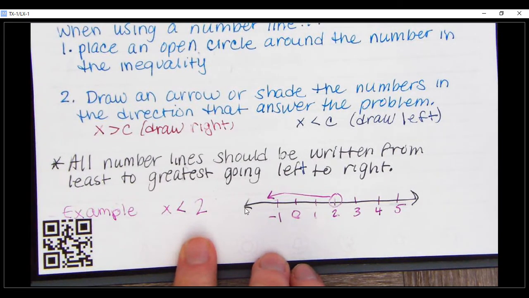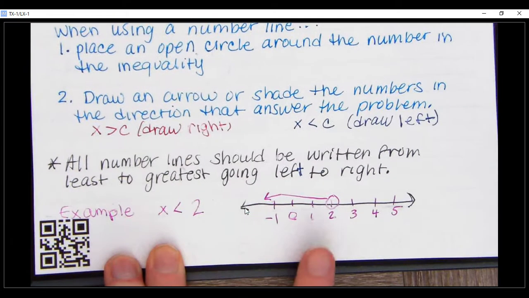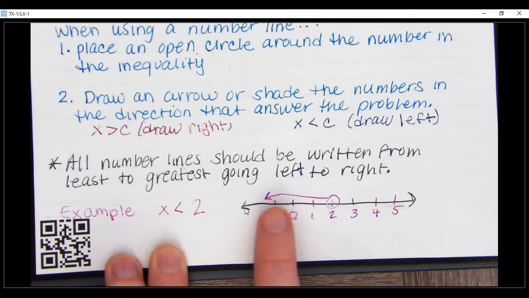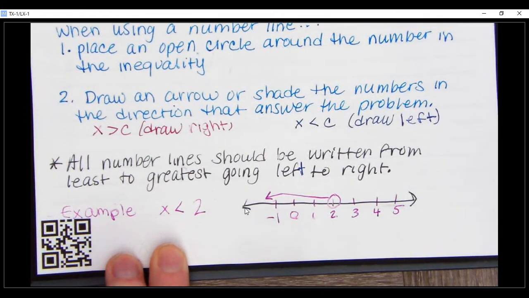So instead of writing out all those numbers, what I'm going to do is follow my directions up above by placing an open circle over 2 on my number line, and then shading all the numbers to the left, because I know that 1, 0, and -1 are just a few examples of numbers less than 2.